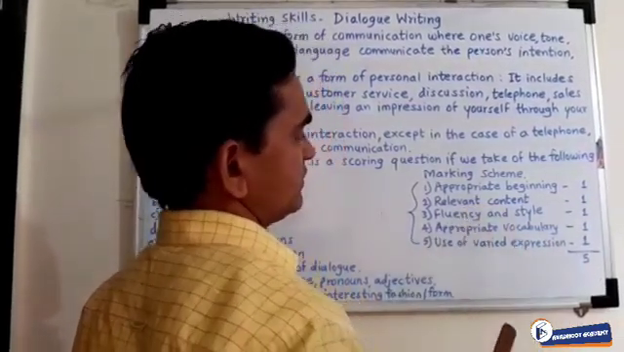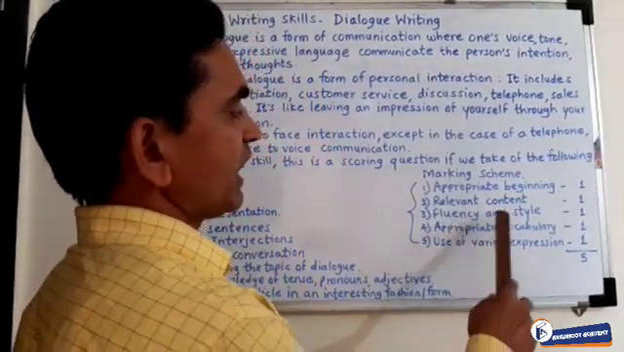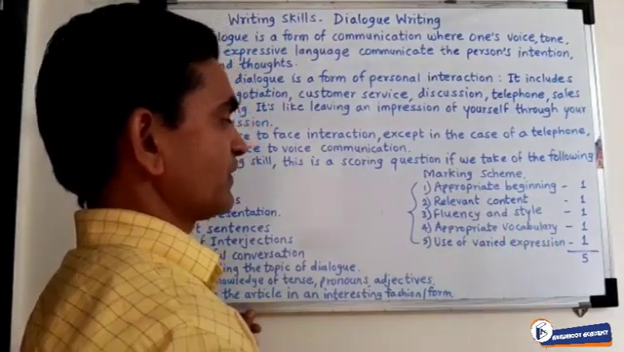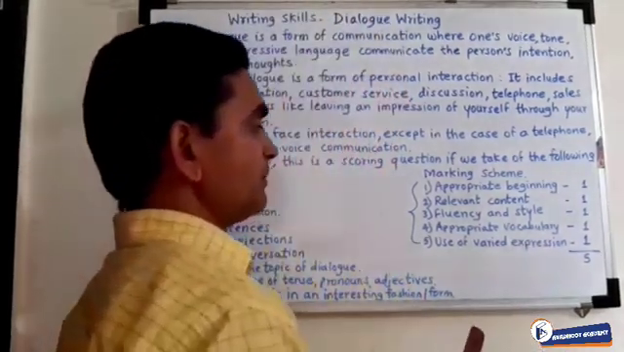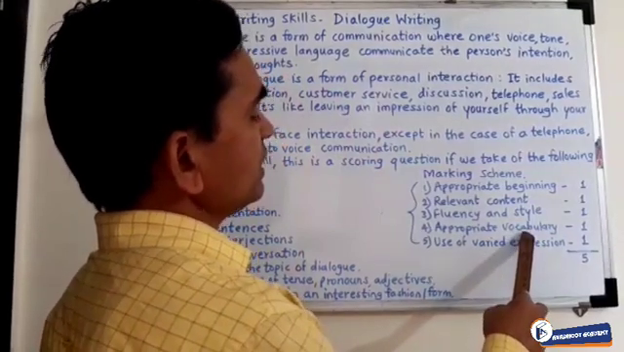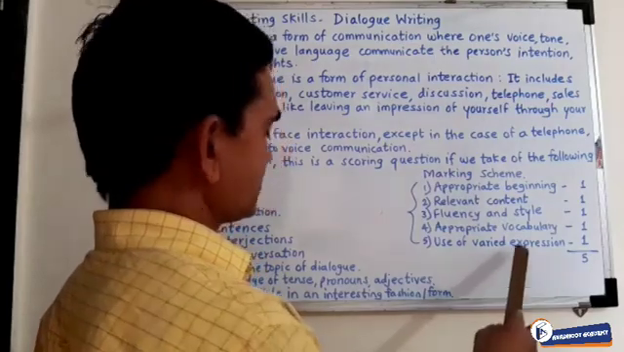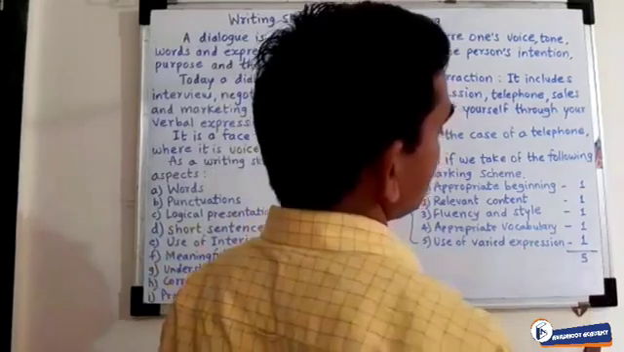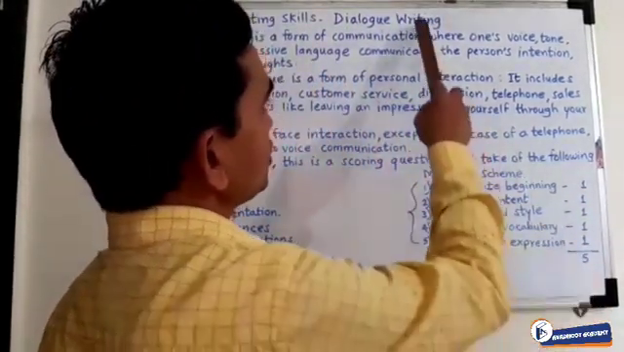Fluency and style. Your fluency of making sentences or speaking, and your style and body language will give you one mark. Then appropriate vocabulary. Vocabulary means meaningful words, so you have to use proper vocabulary while making your dialogue. And use of varied expressions: whatever expressions or interjections you use there will help you to get 1 mark. So in this way you get 5 marks for the dialogue writing.